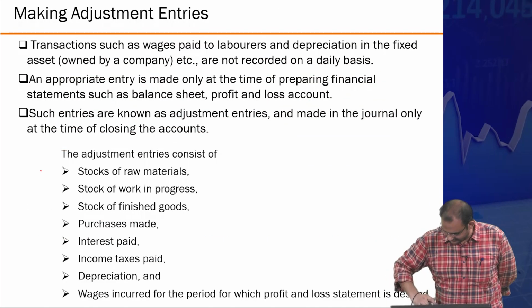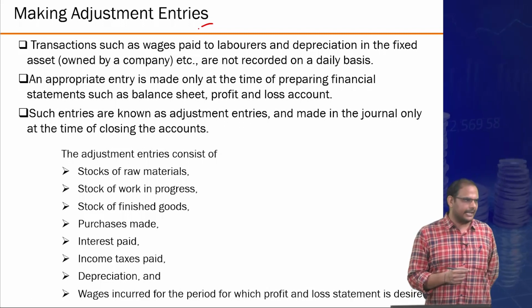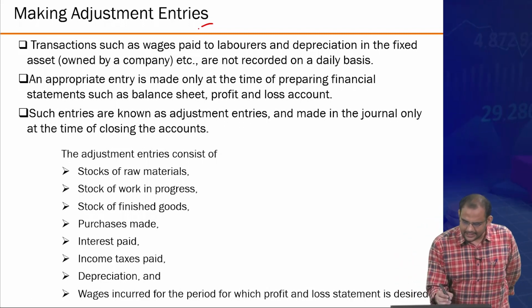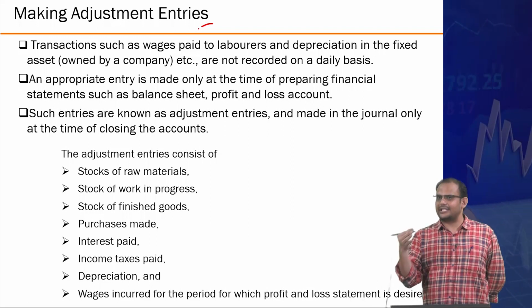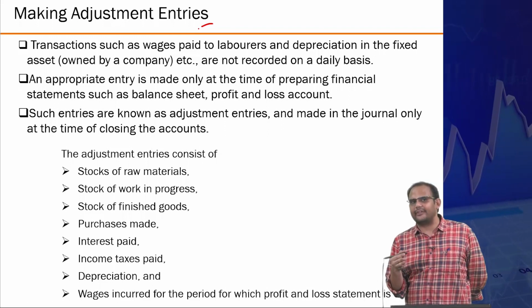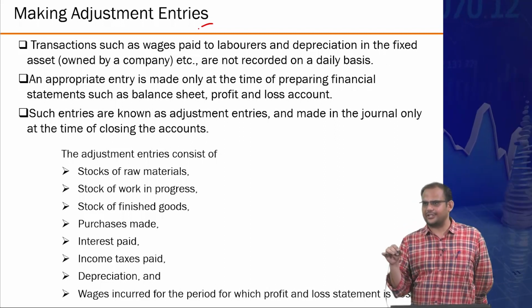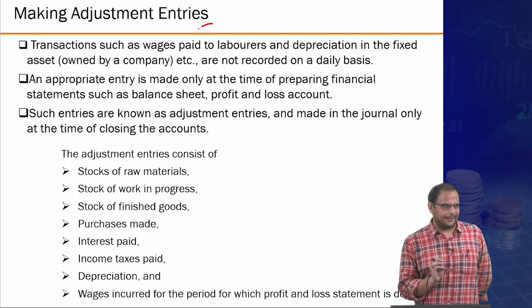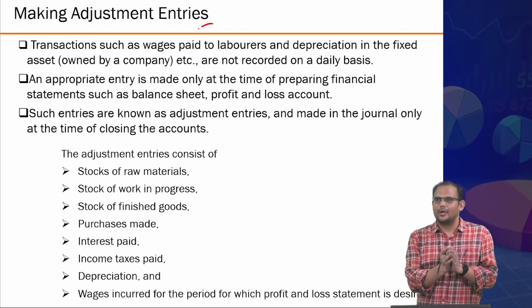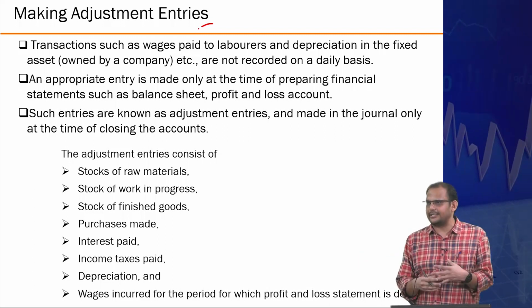So far we have finished the two steps. The third step was making adjustment entries, right? What happens is, typically all the other transactions, the cash transactions, the ledger, the journal kind of entries that we have seen so far, are recorded for each and every transaction. And in a company, there could be hundreds of transactions in a day, right?